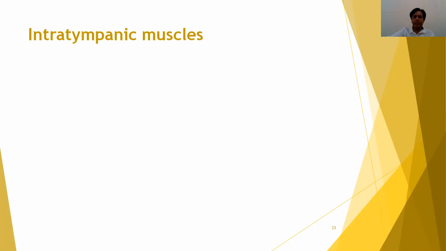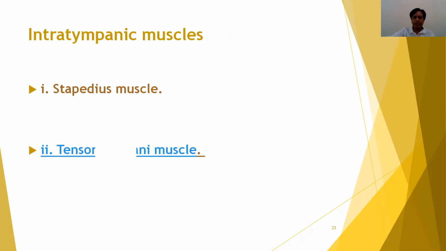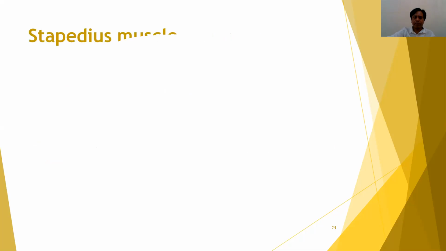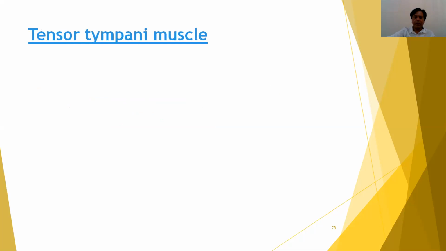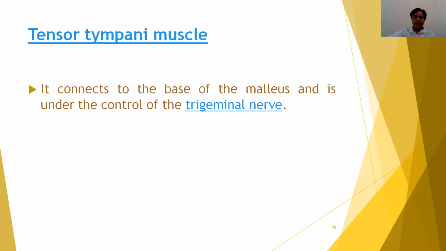Then intratympanic muscles. Two intratympanic muscles are present. First is stapedius muscle. Second is tensor tympani muscle. Stapedius muscle, the smallest skeletal muscle in the body, connects to the stapes and is controlled by the facial nerve. Then tensor tympani muscle. It connects to the base of the malleus and is under the control of trigeminal nerve.